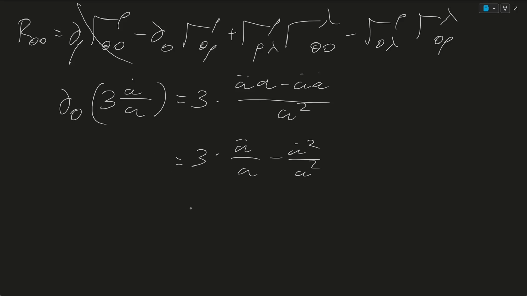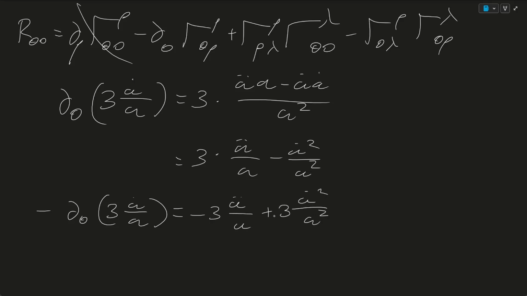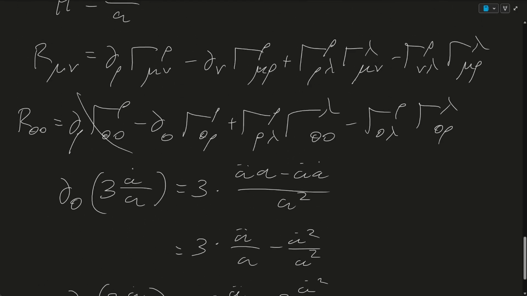So it's just minus, because I'm taking the minus, so minus d by dt of 3a dot over a is equal to minus 3a double dot over a plus 3a dot squared over a squared, which is 3h squared. Term 3, that's 0, so we can get rid of that. And term 4, this one takes slightly long.